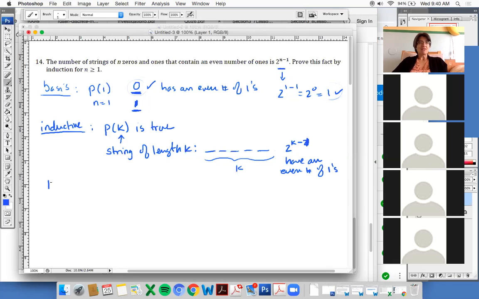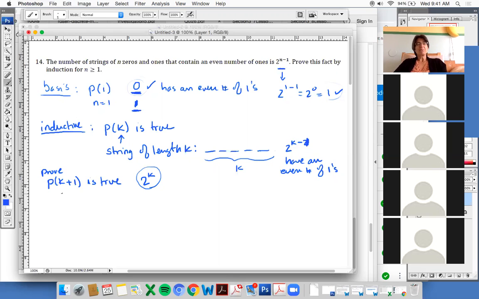All right, and now we have to prove that the P(k+1) statement is true. So we're expecting that a string of length k+1 bits would have, if I plug in k+1 in here, 2 to the k strings. So that's what we're looking for. We're trying to show that this answer comes out, okay?